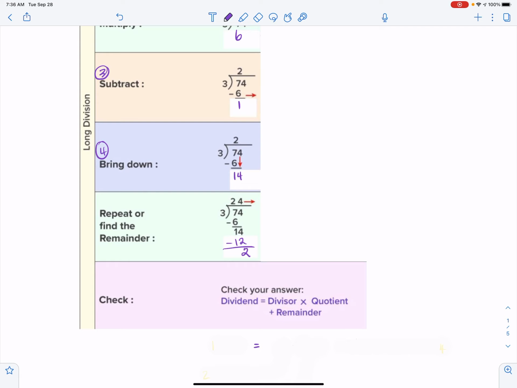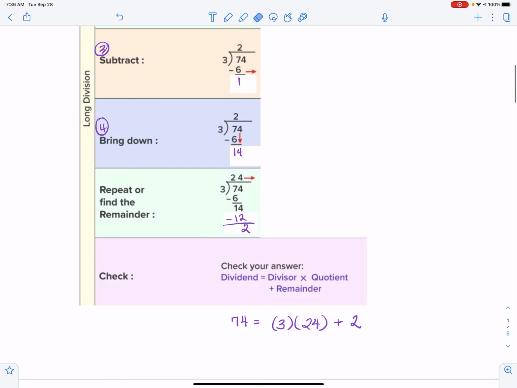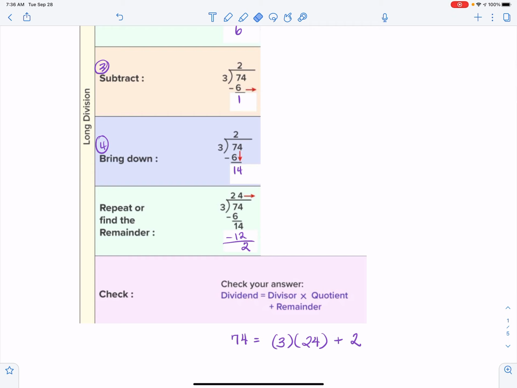Now, there's a couple of ways that we can write this. But one of the things is that we can always check our work. So we can say that our dividend, which is 74, is going to equal our divisor, which was 3, times our quotient, which is 24. And we're going to add our remainder to that, which is plus 2. Now remember, back in third grade, you could have written your quotient as 24 remainder 2. Or you could have said that this is 24 and 2/3. And I'm going to bring your attention to that here in just a bit.